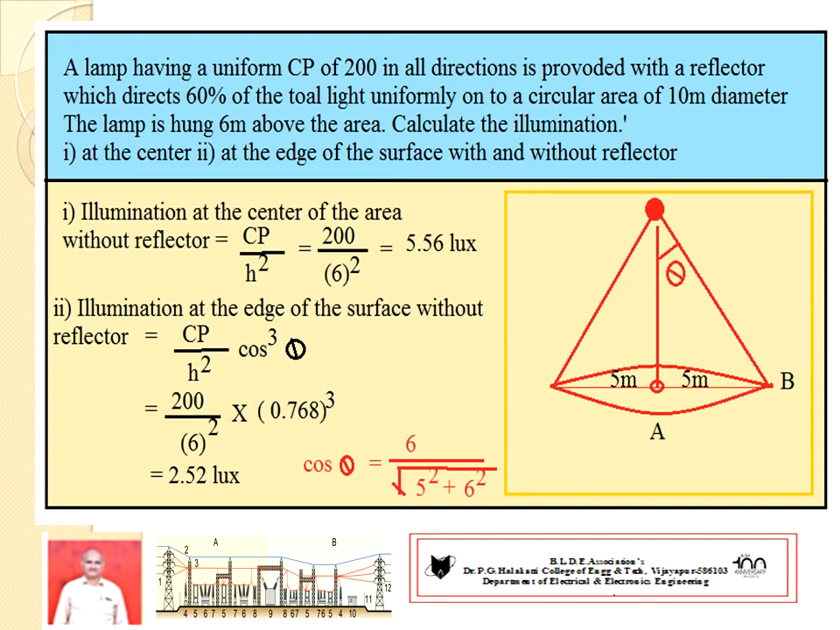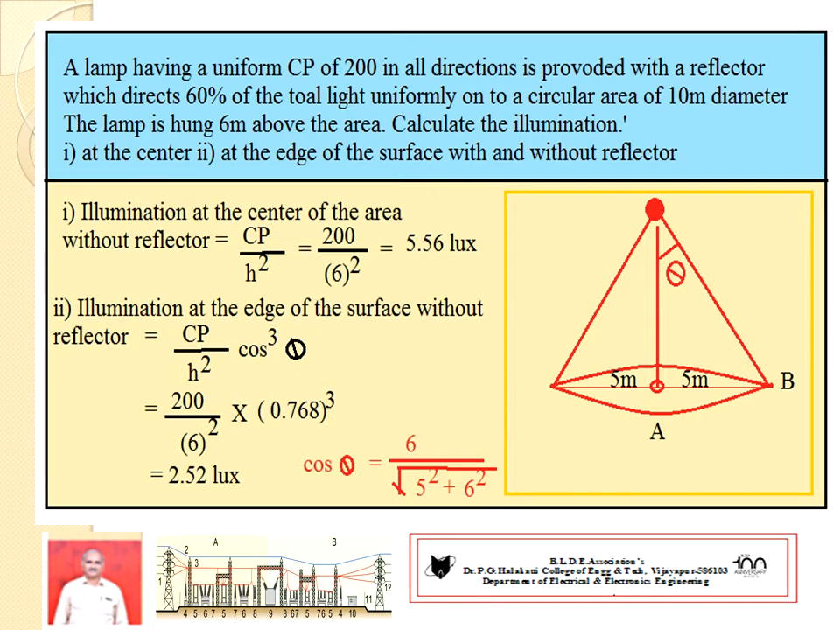With and without reflector, the lamp is fixed. The diameter is given as 10, so the radius becomes 5 meters. At the central point, vertically below the lamp, 5 meters on one side, 5 meters on the other side. The central point is A. Its vertical height h equals 6 meters.